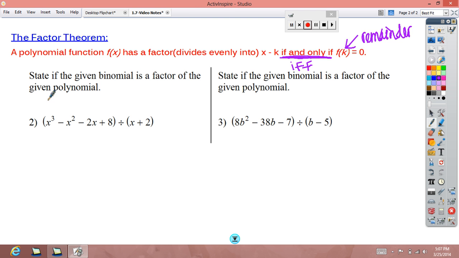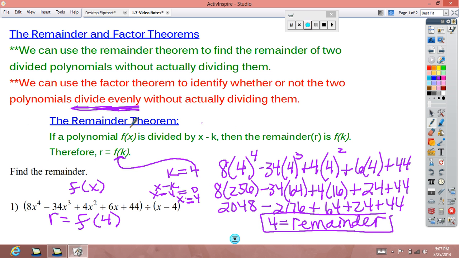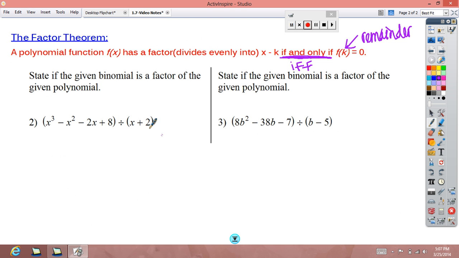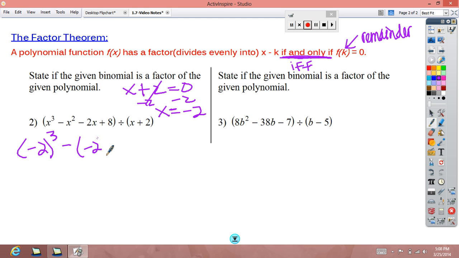State if the given polynomial is a factor of the given polynomial. In order to do that, I need to find the remainder. So I'm going to end up still using my remainder theorem here. Same process. Here I have x plus 2 equals 0. Subtract 2, x equals negative 2. With that negative 2, I'm going to plug it into the x's. That's my f of k. So x cubed is negative 2 cubed minus negative 2 squared minus 2 times negative 2 plus 8.